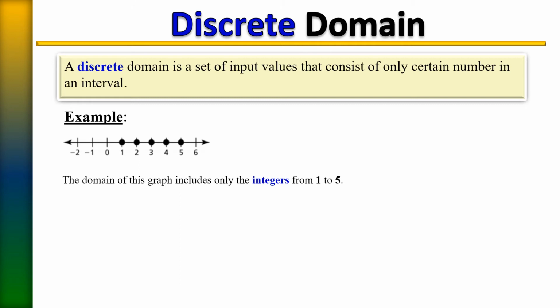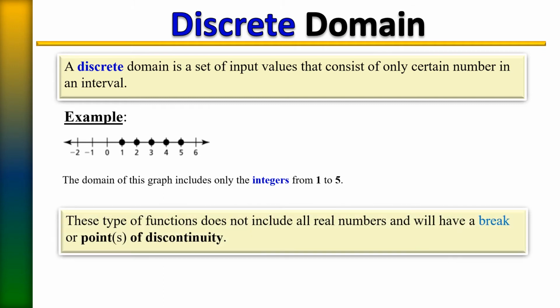The domain of this graph includes only integers. In other words, only these whole numbers here. So these types of functions do not include all real numbers and will often have a break or points of what we call discontinuity.